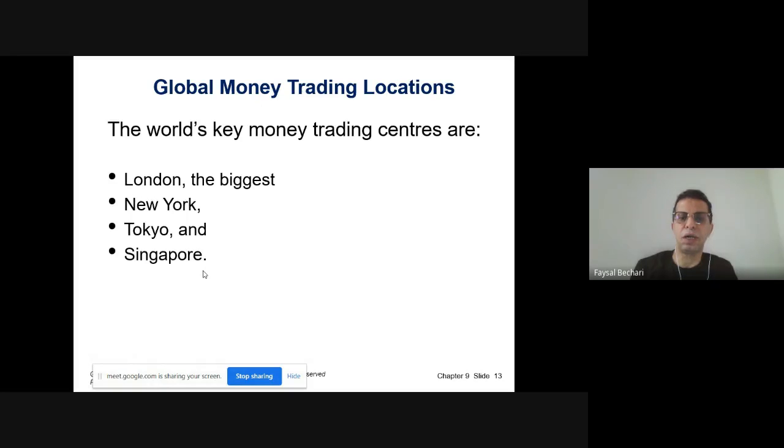Now, in the world, the biggest market of foreign money trading is in London. Then you have New York, Tokyo, and Singapore. But most of the money that gets traded has to go through some system which is built by the American system, by the USA. So the USA is monitoring all the money trade.